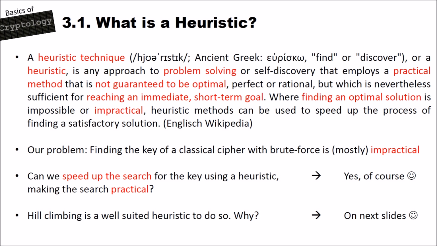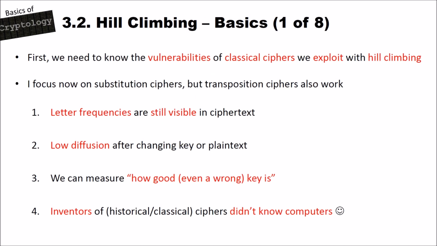The question now is, can we speed up the search for the key using such a heuristic, for instance making the search practical? We can answer this in short with yes, of course, we can use heuristics to improve the search for a key. In this video, we will use hill climbing, because hill climbing is a well-suited heuristic to do so. Why it is such a well-suited heuristic, we will see on the next slides. But first, before we start using hill climbing, we need to know the vulnerabilities of classical ciphers, which we want to exploit with hill climbing.